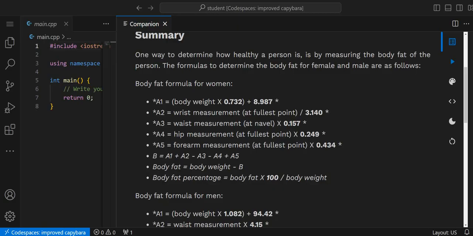A2 equals wrist measurement at fullest point divided by 3.140. A3 equals waist measurement at navel times 0.157. A4 equals hip measurement at fullest point times 0.249. A5 equals forearm measurement at fullest point times 0.434. B equals A1 plus A2 minus A3 minus A4 plus A5. Body fat equals body weight minus B. Body fat percentage equals body fat times 100 divided by body weight.